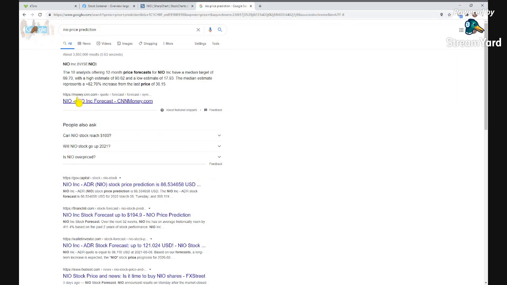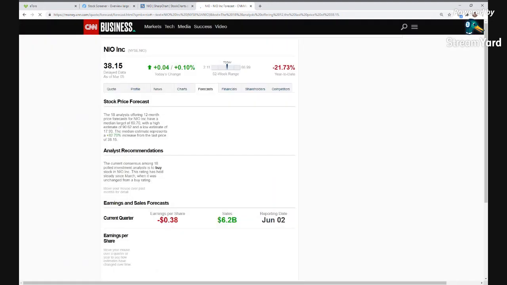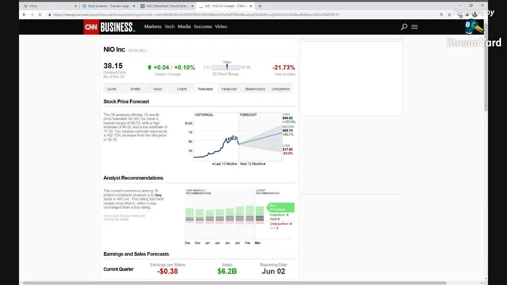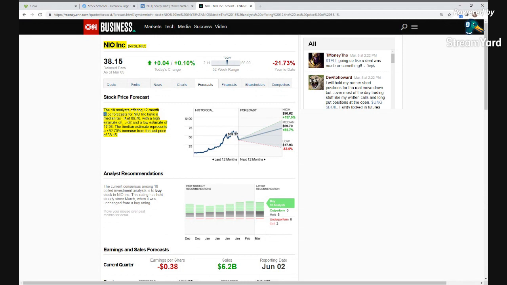Okay, and the website I use is money.cnn.com, and I click in here and I look at what the analysts are saying. So analysts are the Wall Street analysts, and they really control the price of stock or how it's going to go, or the opinion of the stock. So here are the 18 analysts offering a 12-month price forecast for Neo. They say the low Neo could go to in the next 12 months is $17, the median point is $69.70, and the high is $90.